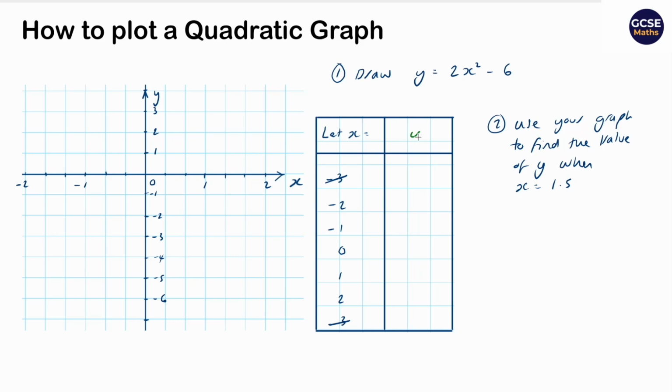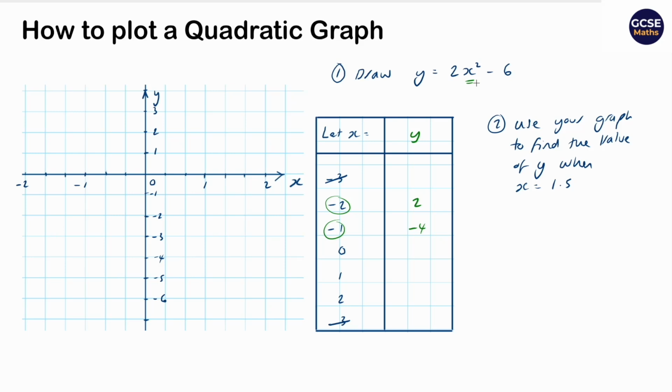We have got to find values of y, and we do that by substituting this value of x into here and substituting this value of x into here and so on. So let's start with x equals -2. So -2 squared is 4, 2 4s are 8, 8 minus 6 is 2. So on this next one we've now got x is -1. So we've got -1 squared is 1, times 2 is 2, 2 minus 6 is -4.